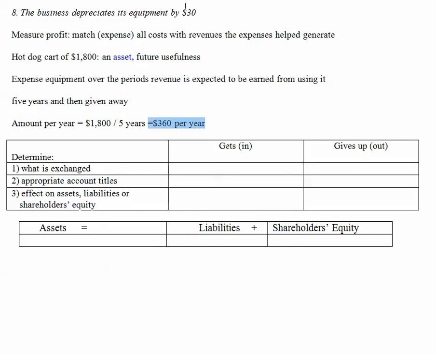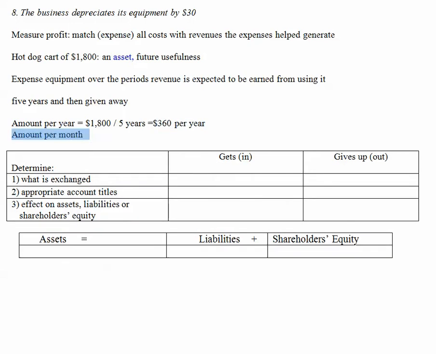You'll notice here this is just 30, and that's because in this example we're reporting monthly, so we don't want to record a whole year's worth of expense in 1 month. So we're going to take the 360 per year and divide it by 12 months to get the $30 per month. So how do we record it in the accounting equation?